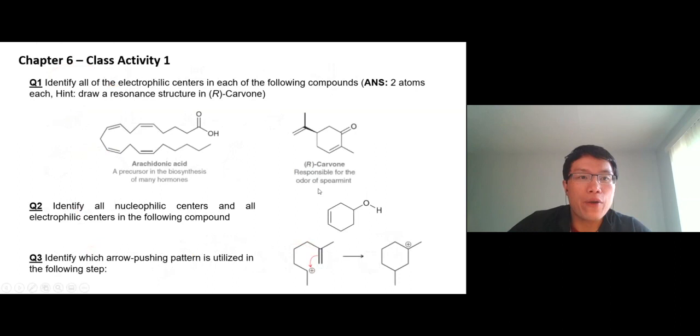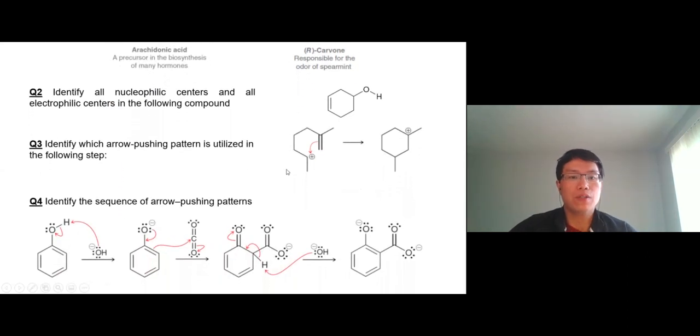All right. Okay. Chapter 6, class activity number 1. Okay. Draw resonance structure of this. Identify nucleophile, electrophile. Okay, and do arrow pushing right there. All right. Okay, and right here.